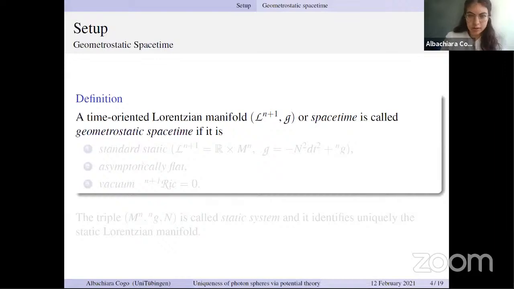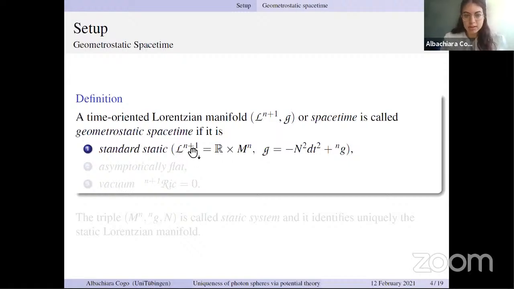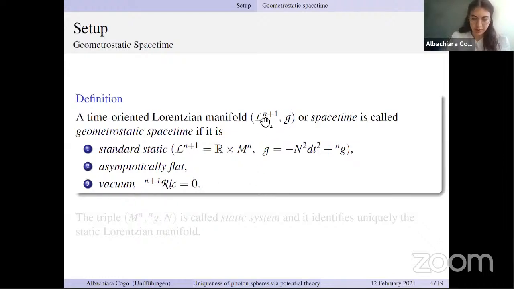So let's fix the notation. A geometrostatic spacetime, which is our ambient, is an (n+1)-dimensional spacetime such that it's standard static, which means that it's a warped product just of R and a Riemannian manifold (M, g), with warping function N, which is called the lapse function. And then it's asymptotically flat, which means that this Riemannian manifold at infinity behaves like a Euclidean space. And then it is vacuum, which means that the Einstein vacuum equation is satisfied. And so the Ricci of this spacetime vanishes.